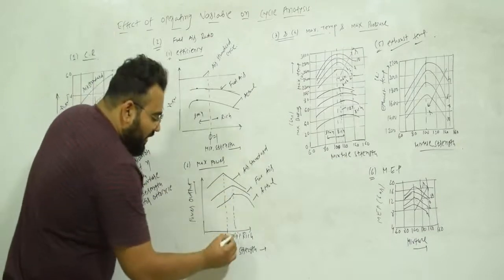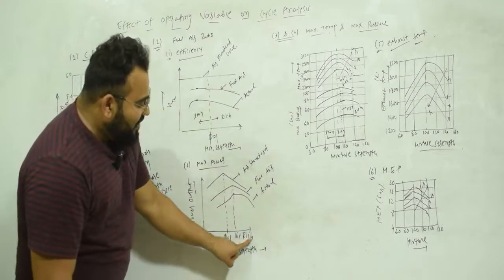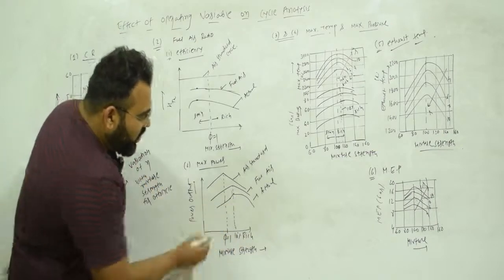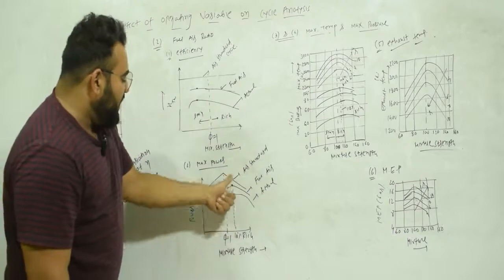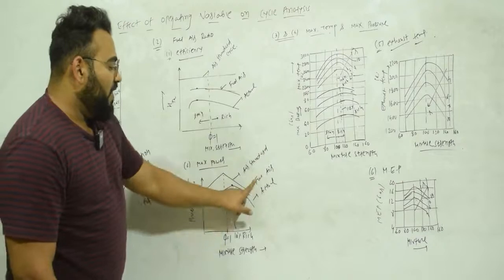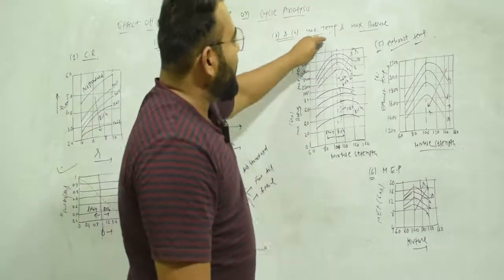So for both, power is maximum when the mixture is 10% richer. So if the mixture is 10% richer, you can see that over here, at this point and this point, you will get the maximum output for the fuel air and actual cycle. Now the third and fourth are maximum temperature and maximum pressure.